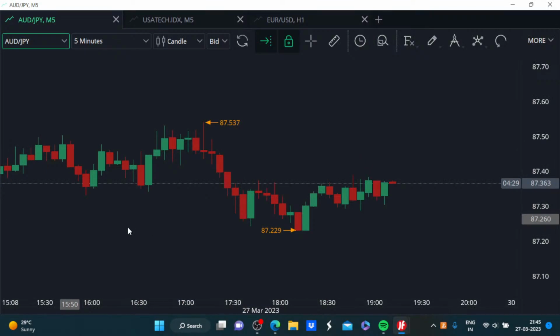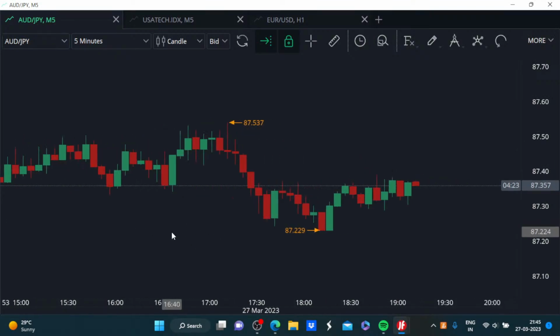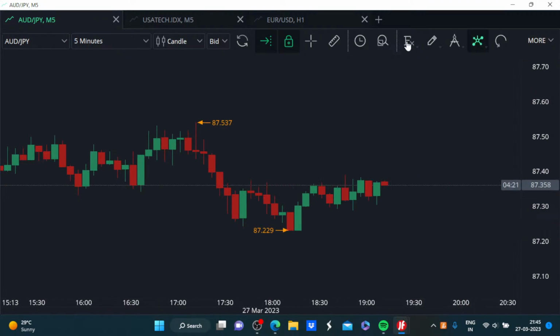This is the chart of the AUD. For adding this formation, all you need to do is a quick search.